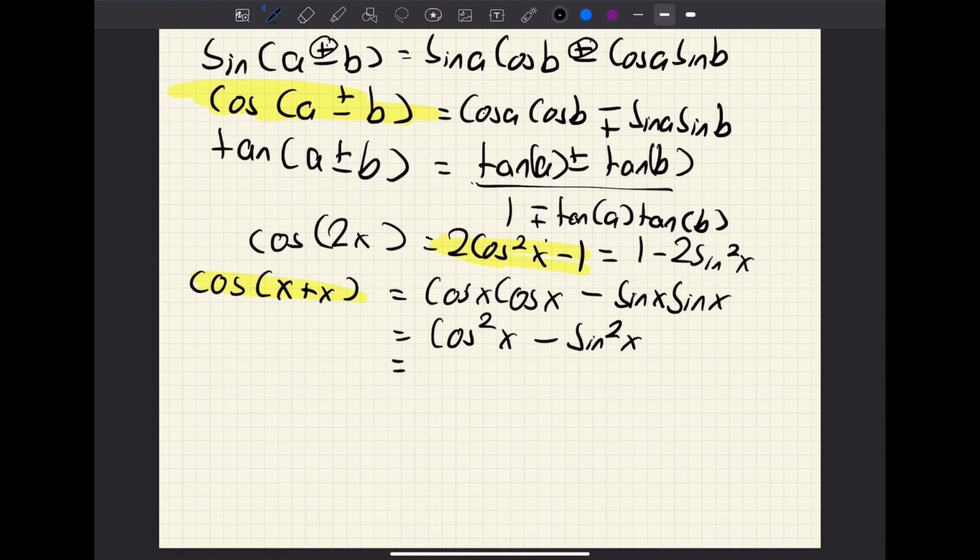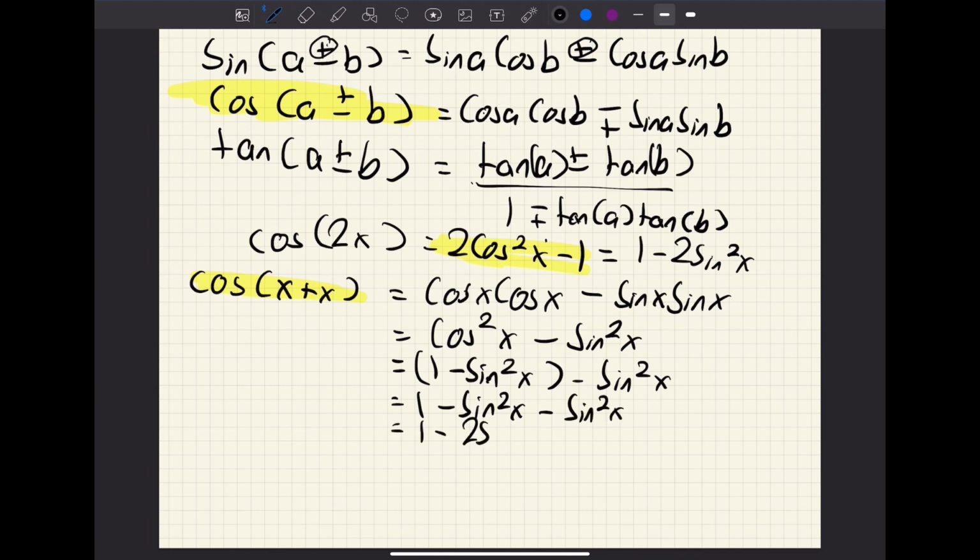So cos square x, we would replace that with 1 minus sine square x, minus sine square x. So 1 minus sine square x minus sine square x will be equal to 1 minus 2 sine square x. That's the same thing as what we wrote over here.